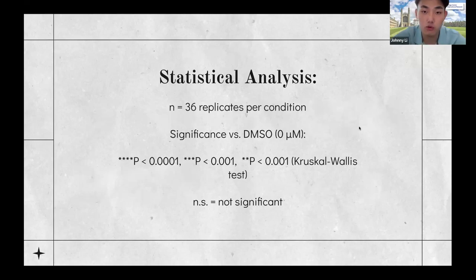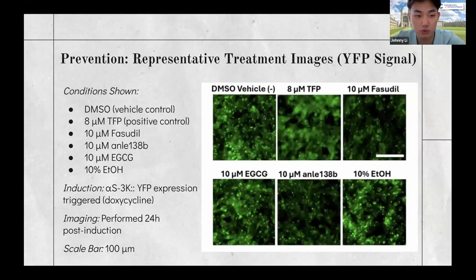It's the Kruskal-Wallis test. So each condition was tested with 36 replicates. And then the asterisks represent different levels of significance. As you can see here, you'll see later on in our graphs what these essentially represent. Now, onto some of our actual data.